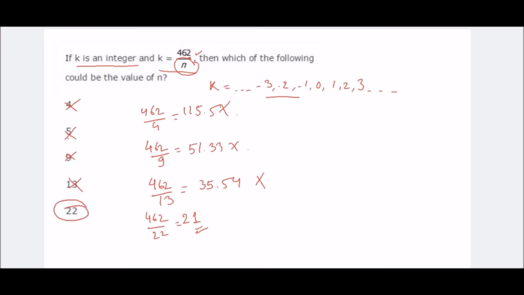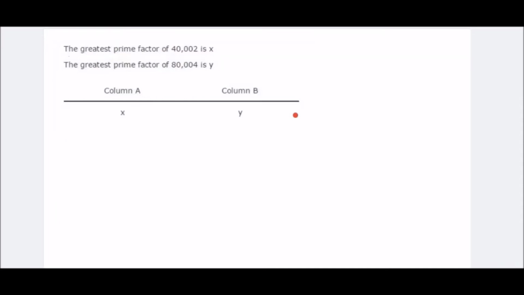Our next problem is, the greatest prime factor of 40,002 is x and the greatest prime factor of 80,004 is y. So we have to find, for column A the x value and for column B the y value. So x and y are both the greatest prime factor of each condition. So for 40,002 we have to find the greatest prime factor, and for 80,004 we need to find the greatest prime factor of this.